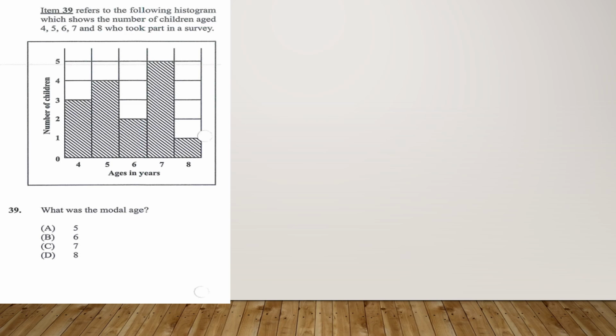What was the modal age? So it says item 39 refers to the following histogram, which shows the number of children aged 4, 5, 6, 7, and 8 who took part in a survey. So modal, or mode, means most frequent, and that would be this. So the answer is 7. What was the modal age? 7. That has the highest bar on this histogram.